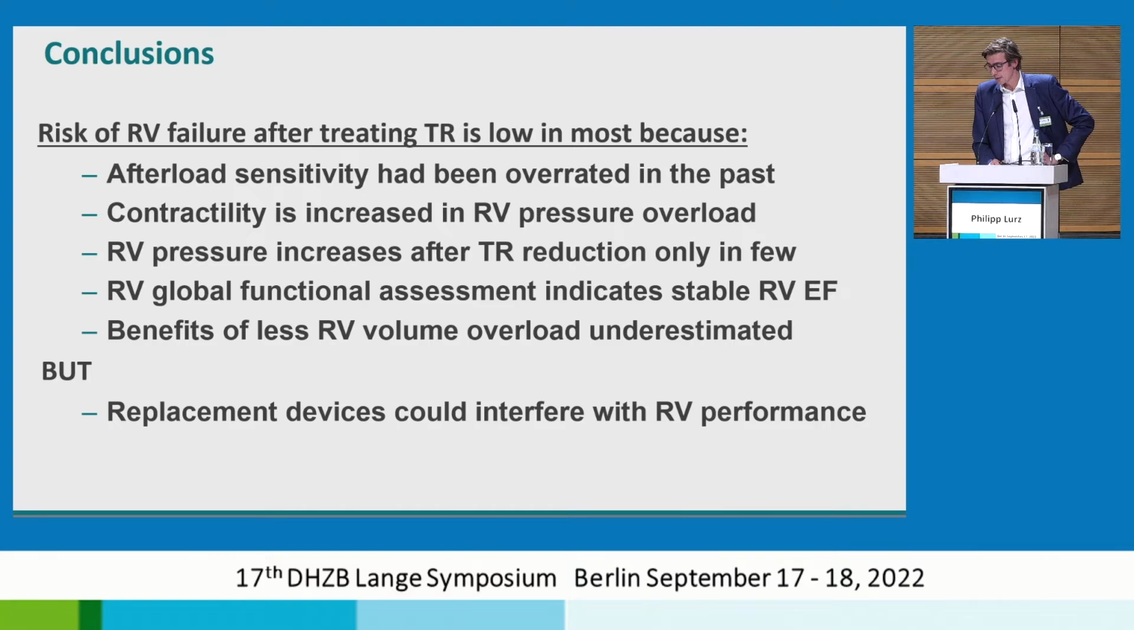RV global assessment should be based on more global parameters rather than just a longitudinal assessment, and the benefits of less RV volume overload might be underestimated. We will see what it means for valves, but at the moment we can state that acute RV failure is almost never seen in these patients.